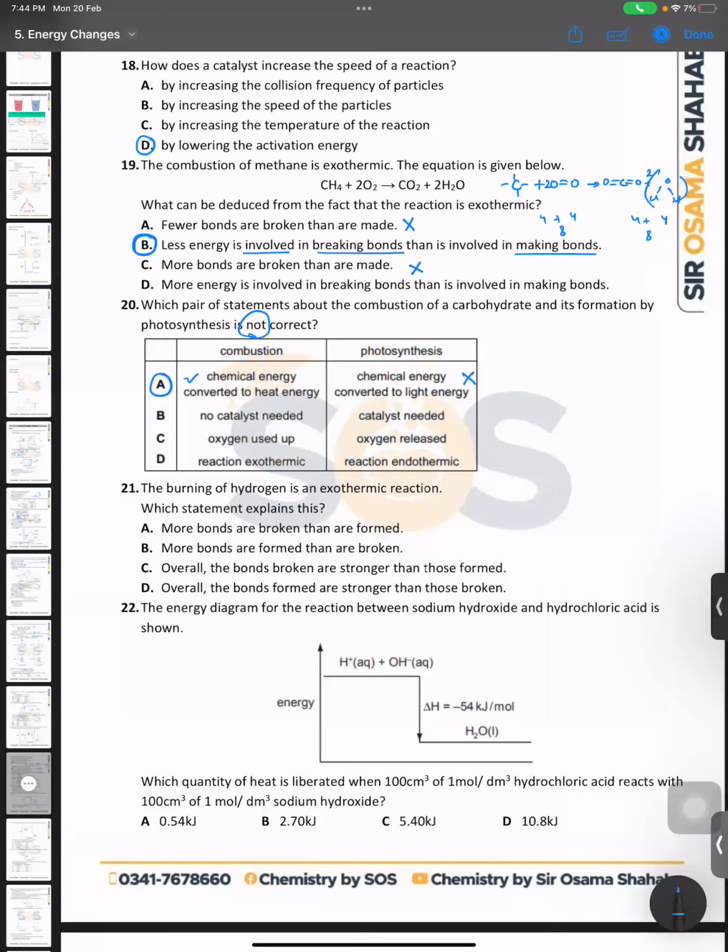So just look over here again. The burning of hydrogen is an example of exothermic reaction. Which statement explains this? Again, the number of bonds, we don't care about that. So the first two cannot be the answer. More bonds form, more bonds break, we don't care about that. Overall, the bonds breaking are stronger than the bonds formed. If the bonds broken are stronger, then it will become endothermic, right? Overall, the bonds formed are stronger than those broken. That is absolutely right, Muskan. Very good.